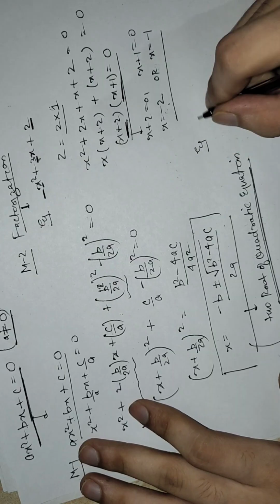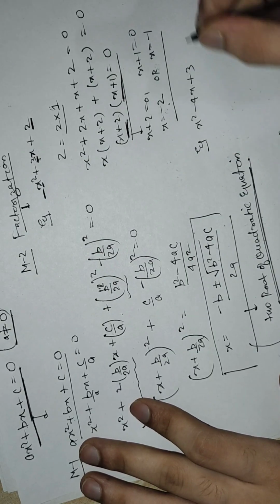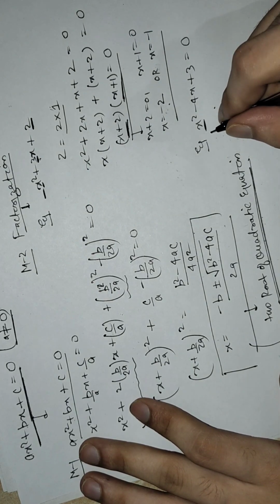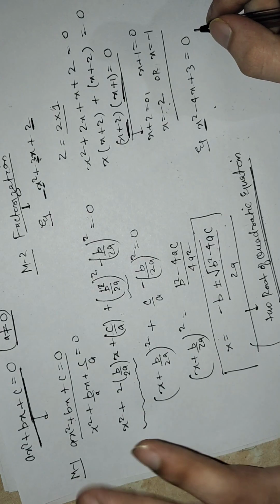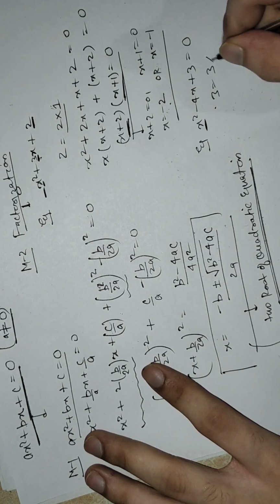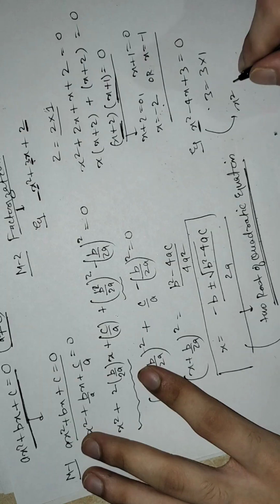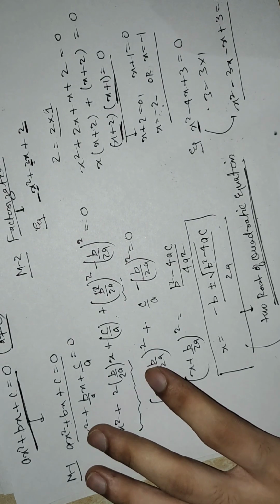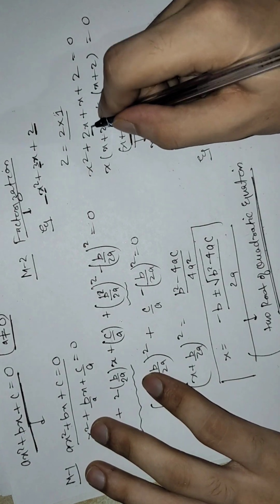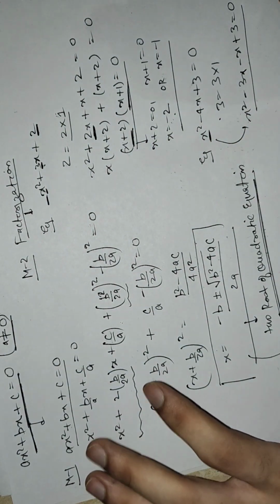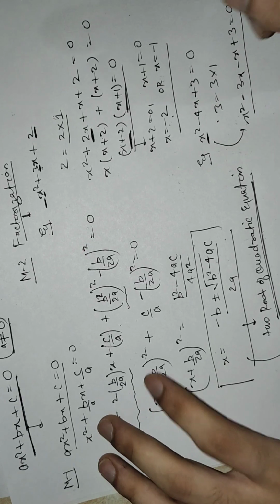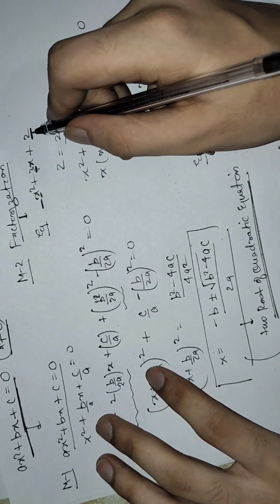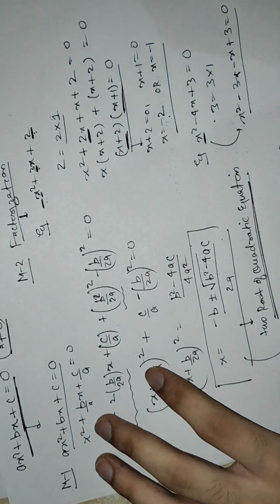Let's take another example: x square minus 4x plus 3 is equal to 0. The coefficient of x square is 1 and the constant term is 3, and the product is 3. So 3 is 3 into 1. So we write x square minus 3x minus x plus 3 is equal to 0. We should notice that when it is factorizable, we can express the middle term as a sum or difference of factors of the product of the constant term and the coefficient of x square.